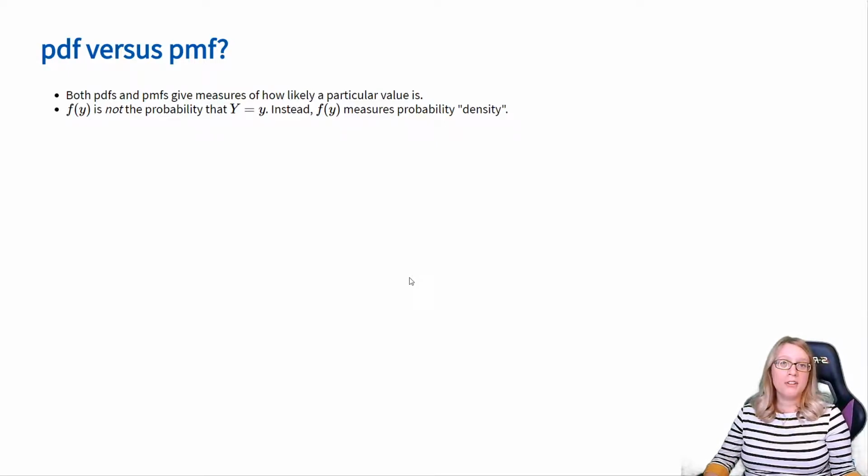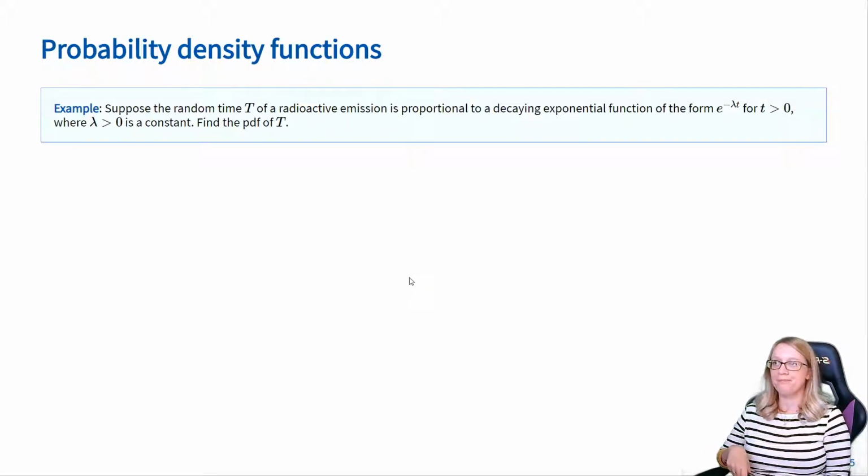Both of them give us ways to measure or describe the probability within a particular region. So that's a really great similarity between the two. The major difference is that while the PMF, the probability mass function, gives you the exact probability of an outcome, the probability density function, the PDF, does not. Instead, what the PDF measures is the density. So think of it like a relative chunk of the probability in some range.